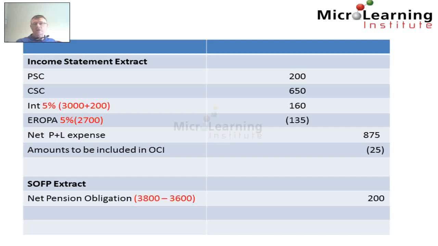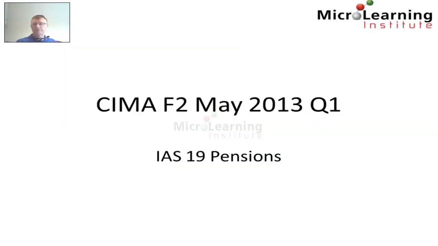On the balance sheet, we simply show the net pension obligation, and of course the net pension obligation is the difference between the closing liability and the closing asset, which of course is a net pension obligation of $200,000 on our statement of financial position.